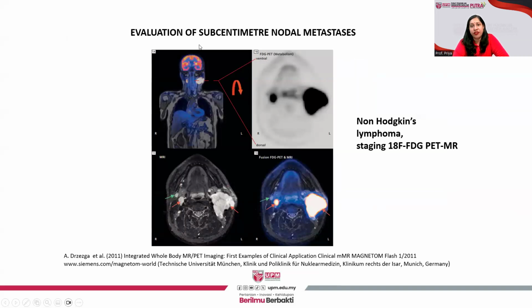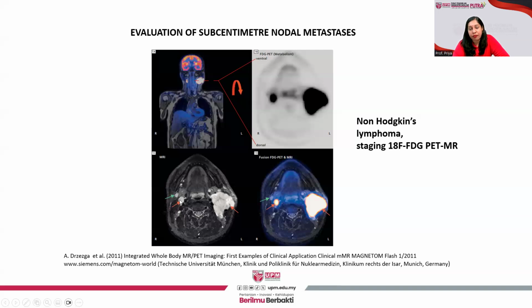This is an example of the evaluation of sub-centimeter nodal metastasis. As we can see in this patient with non-Hodgkin's lymphoma who had an 18F-FDG PET-MR for staging, there are large conglomerate lymph nodes in the left cervical region, which show highly avid FDG uptake, and smaller nodes at the right cervical region. In the MR, you can clearly see the features of the lymph nodes, which have loss of fatty hilum, and are enlarged and matted.